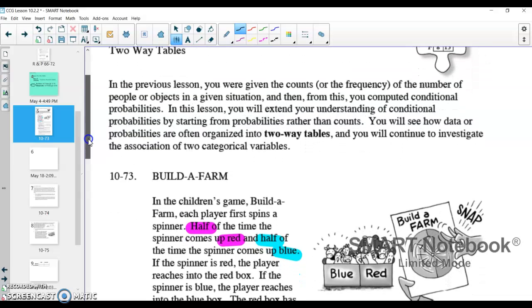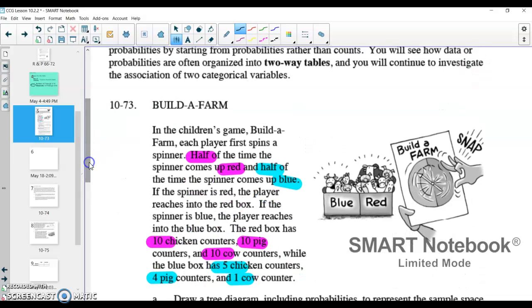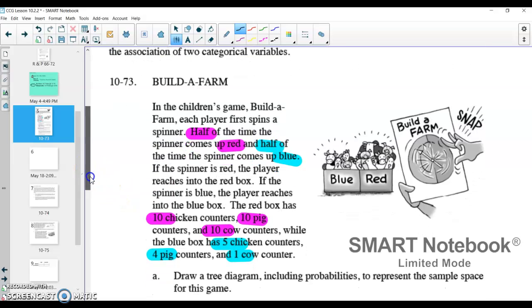And look at this first problem. Crucial to read this first problem really closely. I have some of it highlighted even because to set up what we need to set up, we need to be really careful on what it says. And so I'm going to read it here just to even make sense of it for myself. It says, in the child's game Build a Farm, each player first spins a spinner. Half the time that spinner comes up red and half the time it comes up blue.